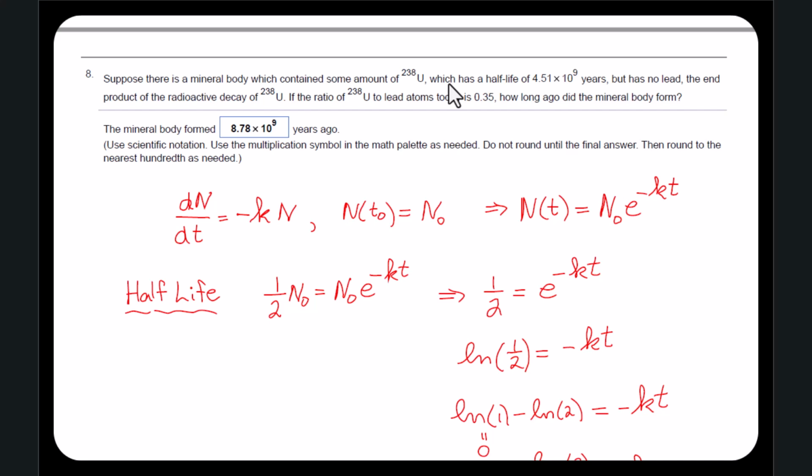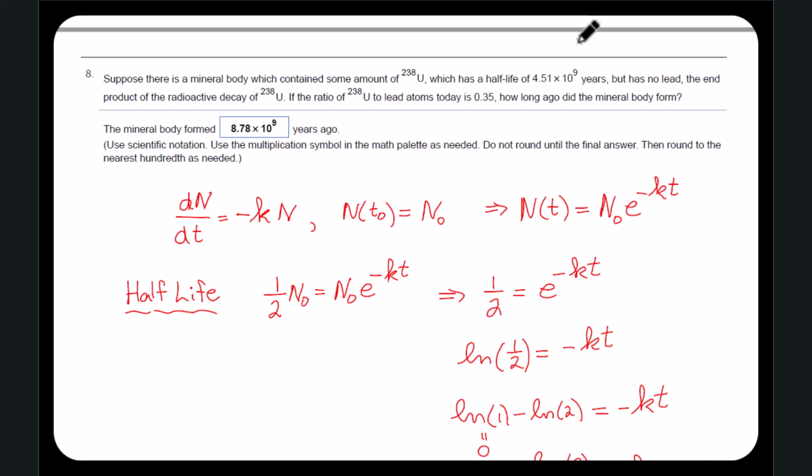Okay, today we are in section 1.4. This is question 8, which is kind of a difficult question. So in this question we have a mineral, some rock, and this rock has some uranium-238 in it. And it has a particular half-life. And this half-life is 4.51 times 10 to the ninth years.